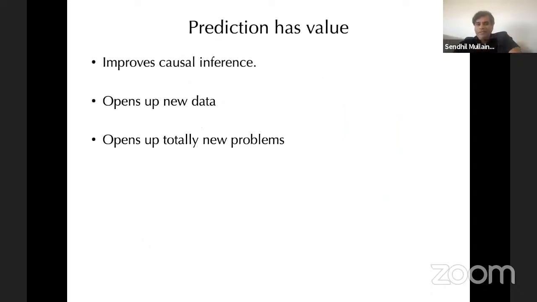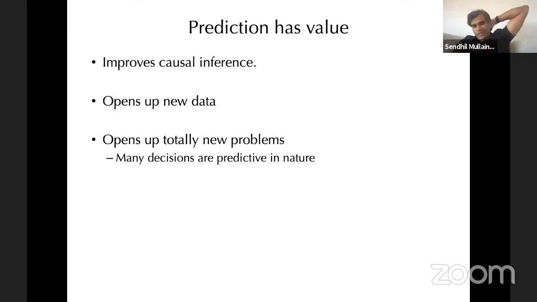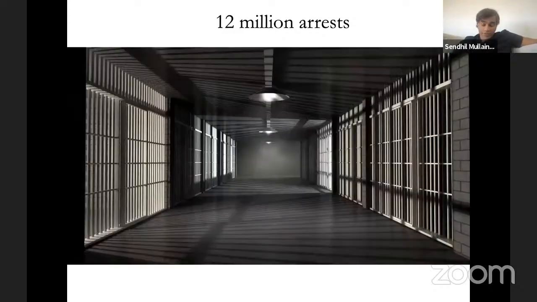Okay, so I want to tell you this. I want to talk about how prediction opens up totally new problems. And let me give you an example. So every year in the United States, there are 12 million arrests. And right after people are arrested, there's a choice that has to be made. The choice is, should people sit in jail while waiting for trial, or should people be sent home?